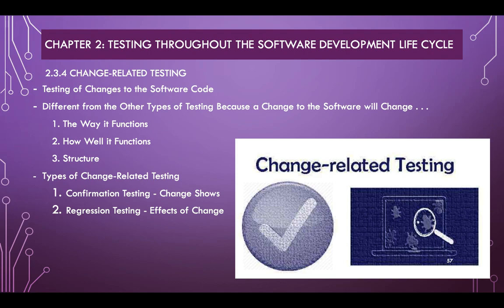There are two types of change-related testing. The first is confirmation testing, which is a test to confirm that the change is showing in the software. The second is regression testing, which is a test to find the effects and side effects of the change. This is important because some of the effects and side effects are desired results, while others are not. So both types of results need to be inspected.